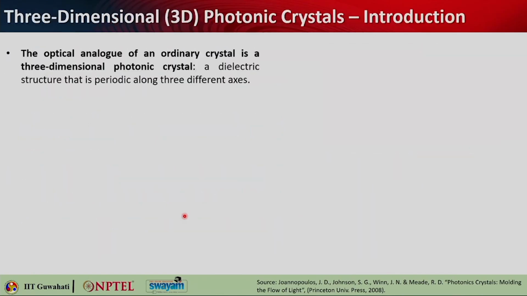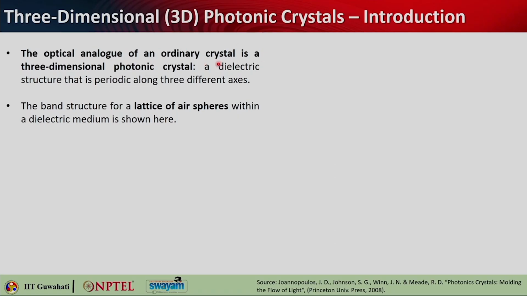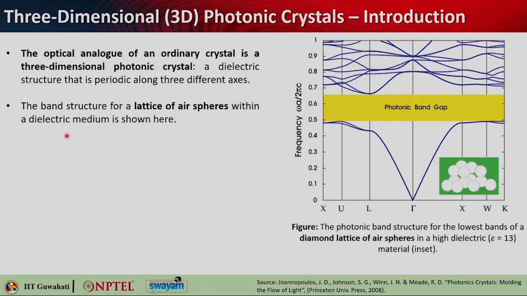Now, with that we somewhat concluded the discussion on 2D photonic crystals. Now, let us move on to the 3D photonic crystals. So, here the periodic alteration of the dielectric happens in all 3 dimensions. Okay. So, the optical analog to an ordinary crystal is basically a 3-dimensional photonic crystal, right. So, you can actually think of a lattice of air spheres within a dielectric medium. Okay. So, if you make a lattice of air spheres, meaning holes.